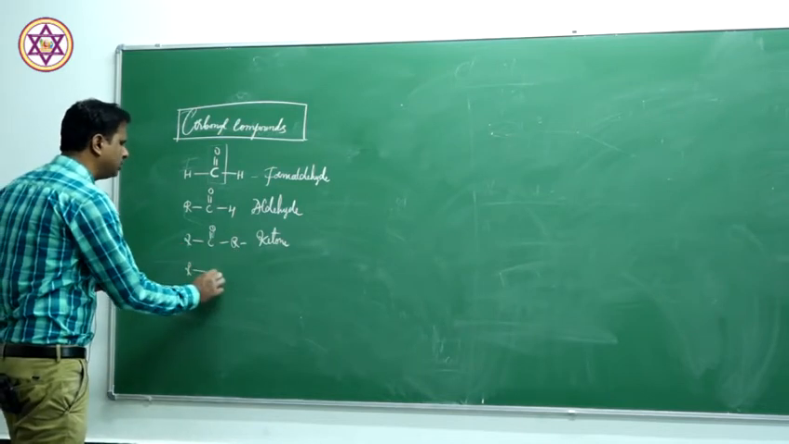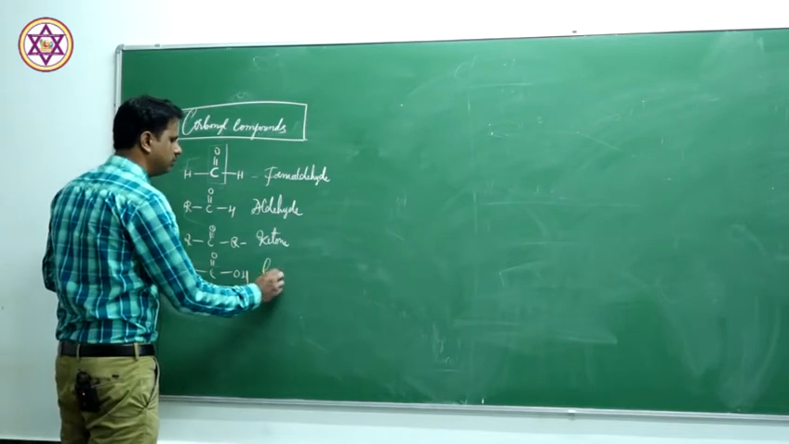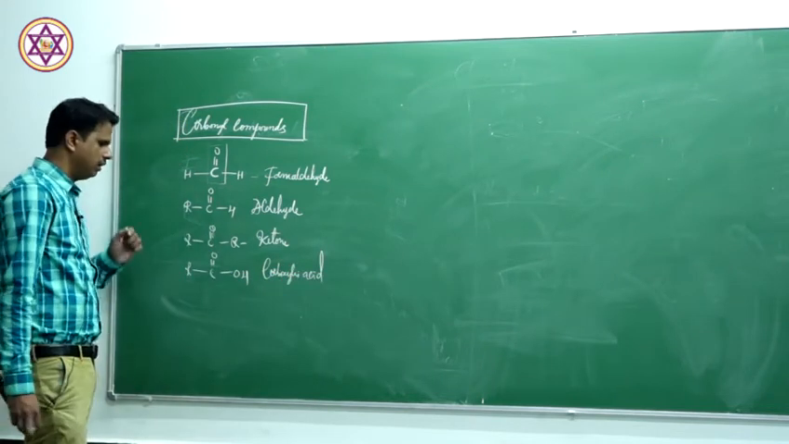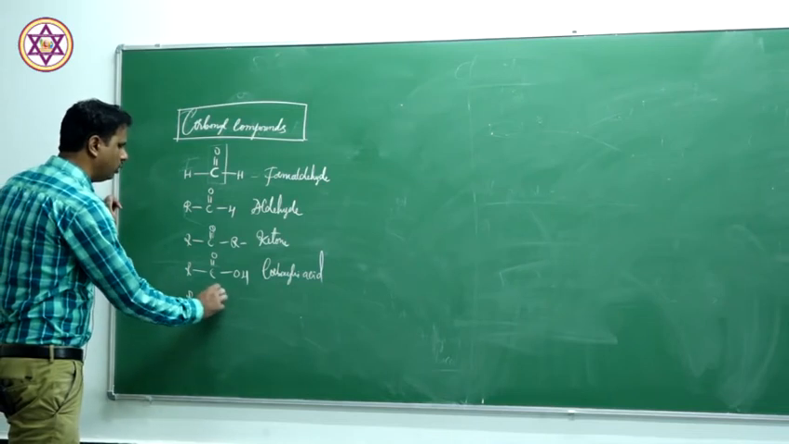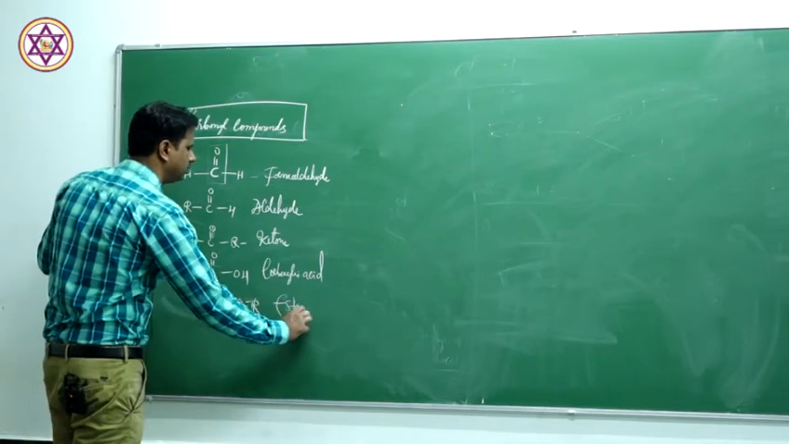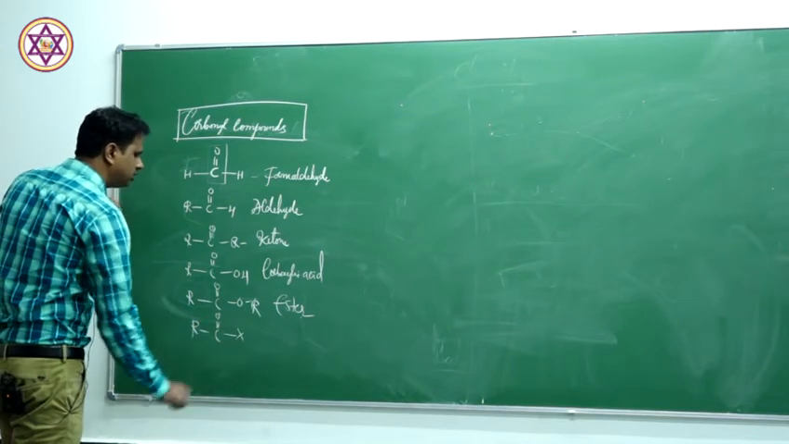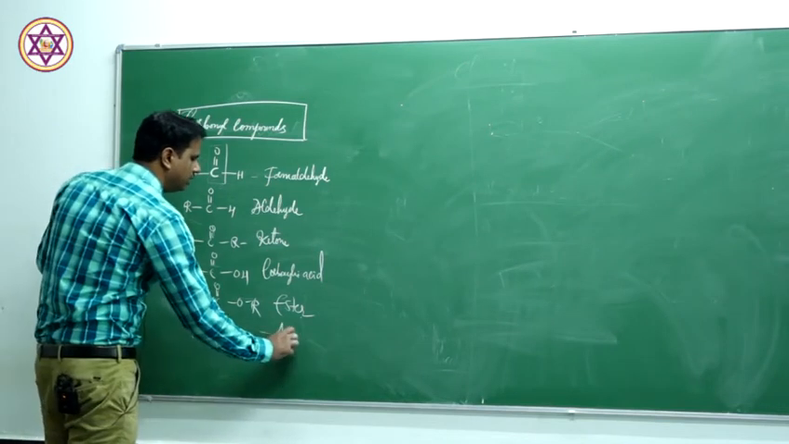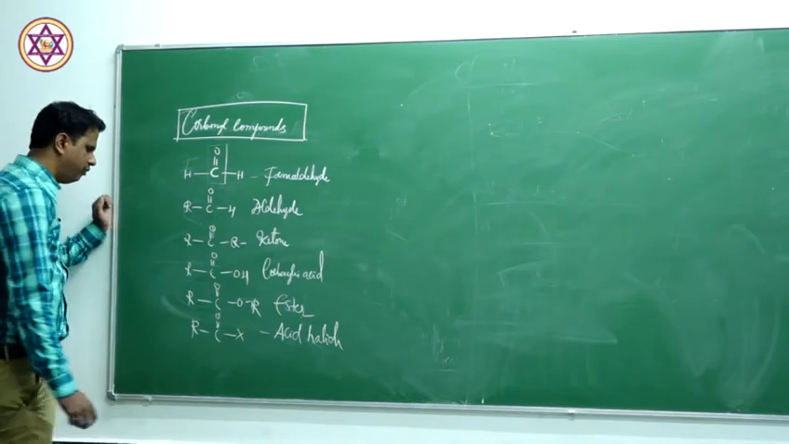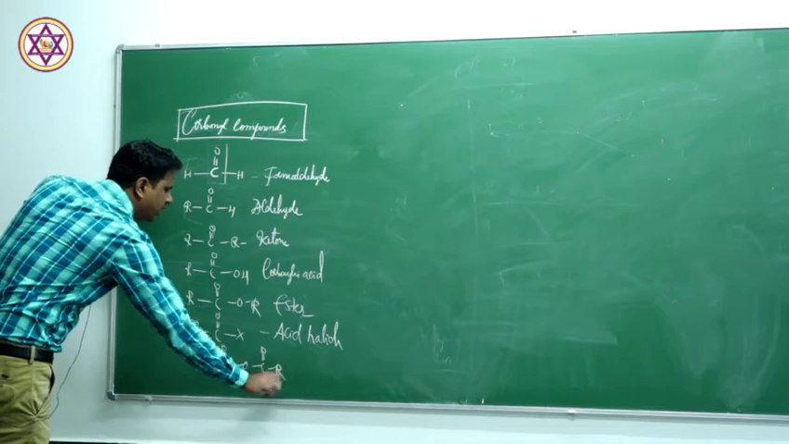If you keep R on one side and if you put OH on the other side, then you will get carboxylic acid. Okay? Then if you keep R on one side and if you put OR on the other side, it becomes ester. Okay? If you keep R on one side and put halogen on the other side, it becomes acid halide. If you keep R on one side and put OCOR on the other side, it becomes anhydride.